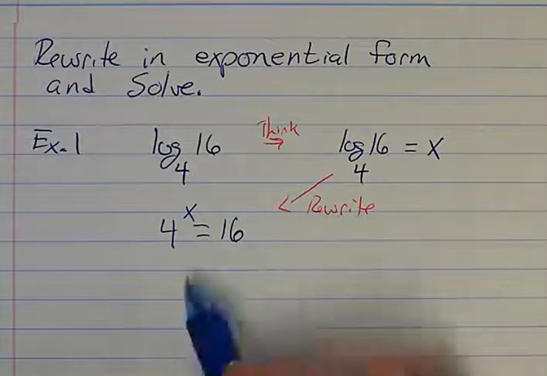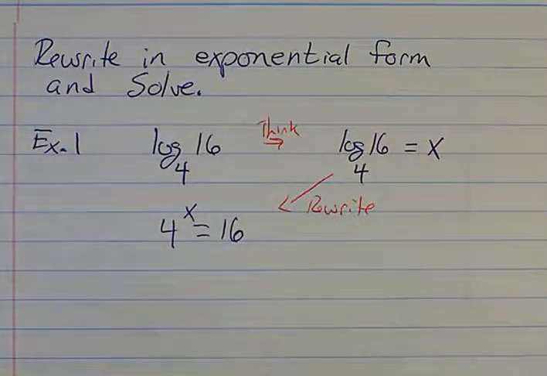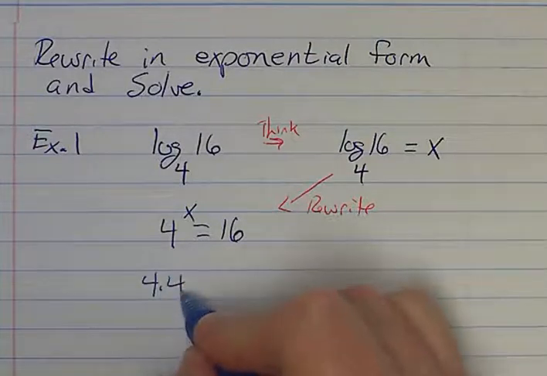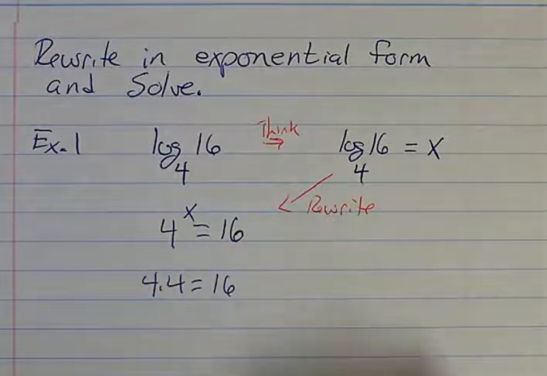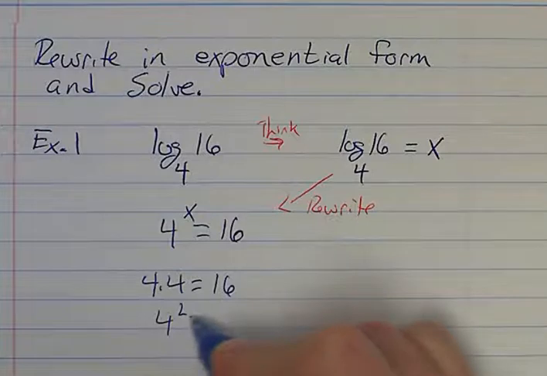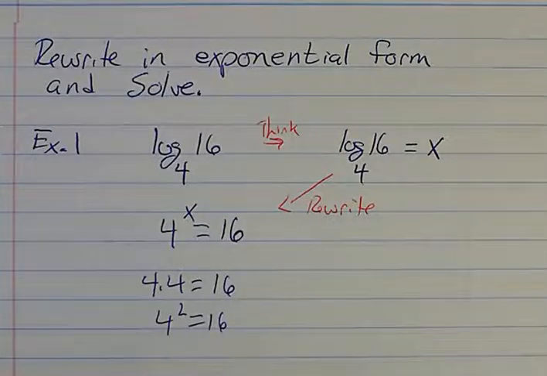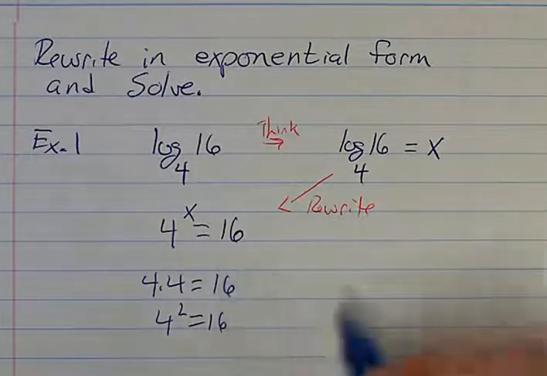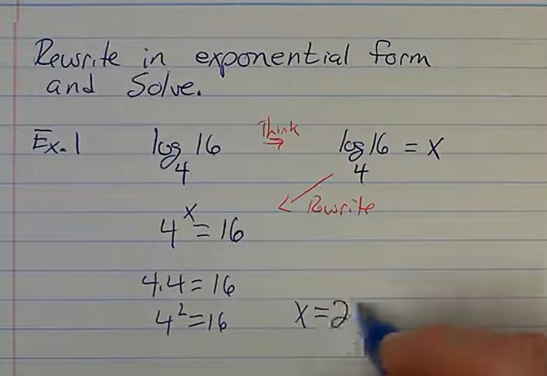Okay, and if you're multiplying by 4s, 4 times 4 would be 16, right? And 4 times 4 is 4 squared. And since 4 squared is 16, that means that x has to equal 2.